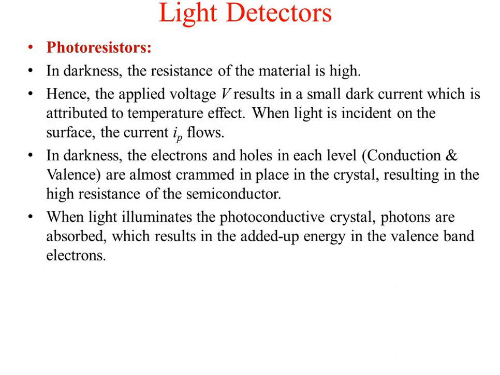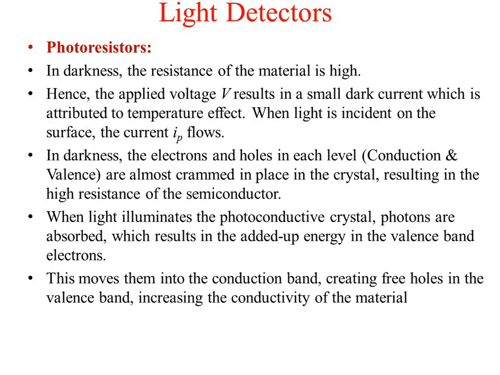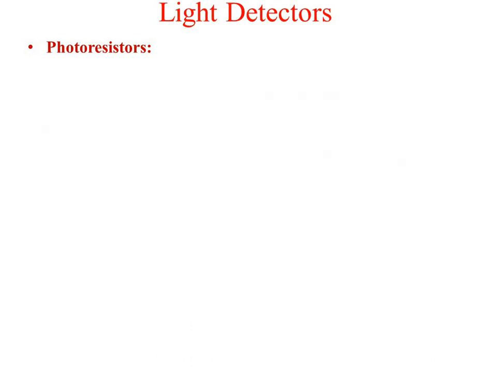When light illuminates the conductive crystal material, the photons are absorbed, adding energy to the valence band electrons, which move to the conduction band and create free holes in the valence band, increasing the conductivity of the material. Increasing the conductivity of the material means the resistance decreases.